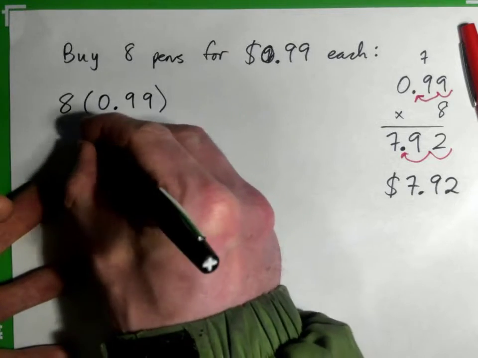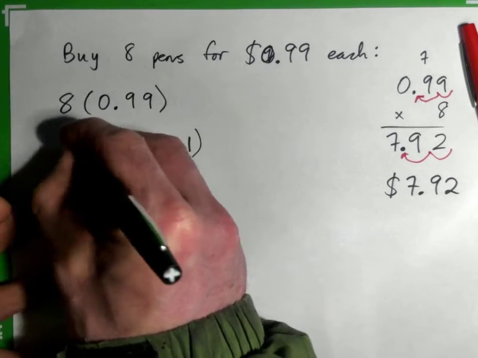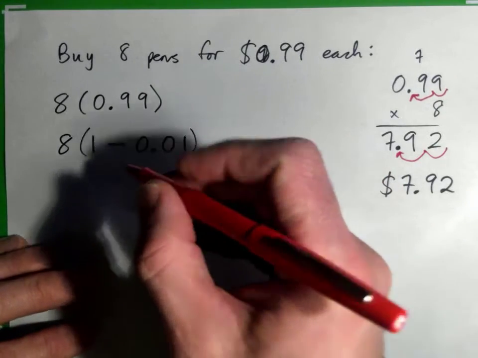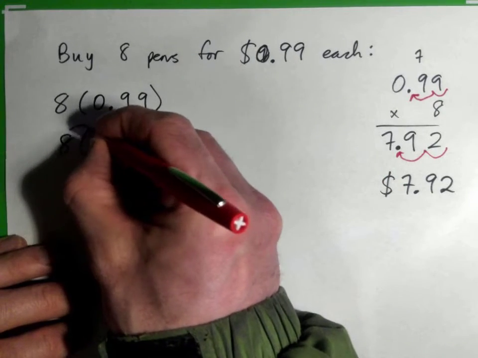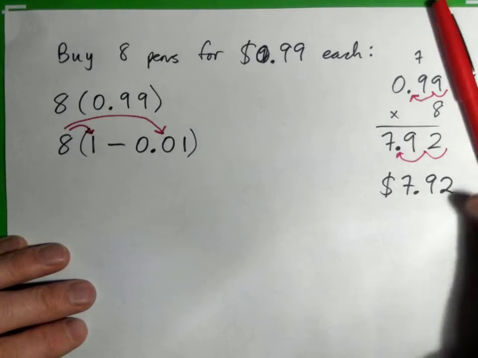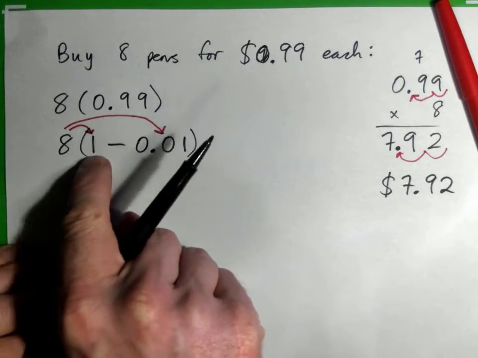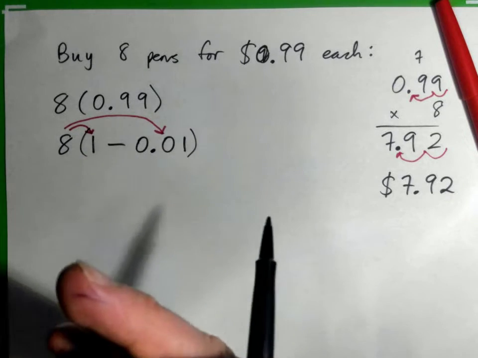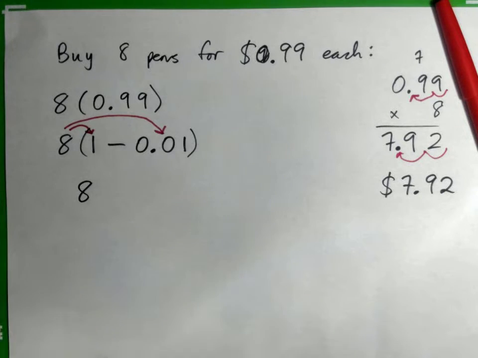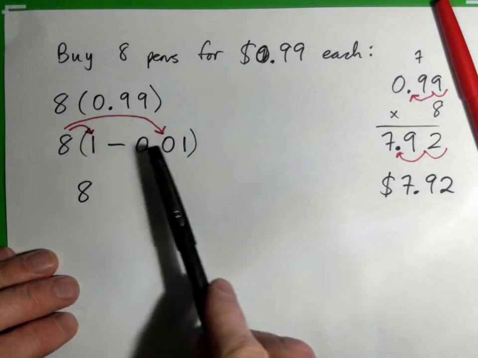So we're going to write that for fun. So it's like 8 times that, right? Now we're going to use the distributive property. And we're going to take this number, multiply it by this number, and then take this and multiply it by this to see what we get, right? So 8 times 1 is what? 8. And that's like 8 full dollars, isn't it? What's 8 times 1 cent?